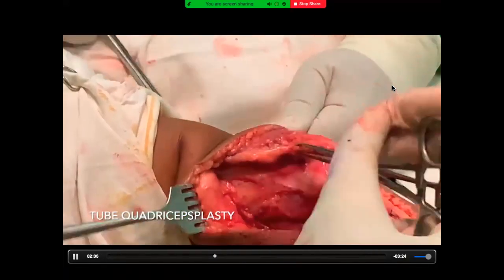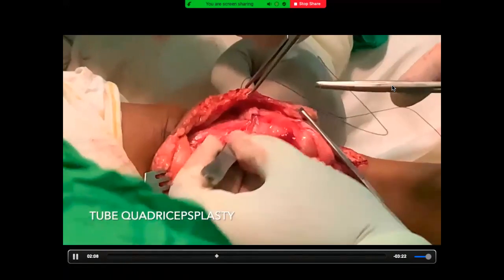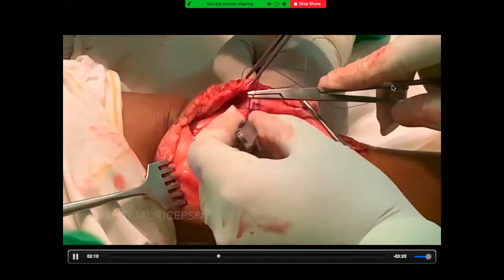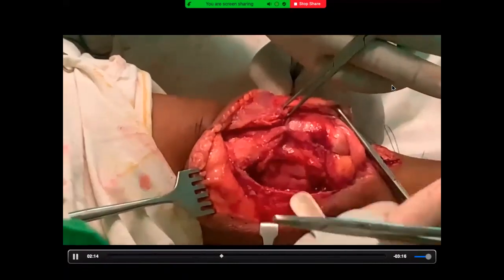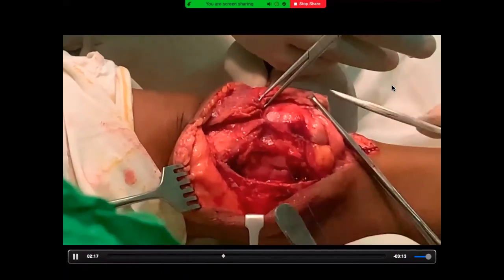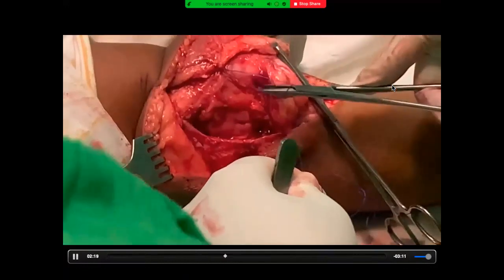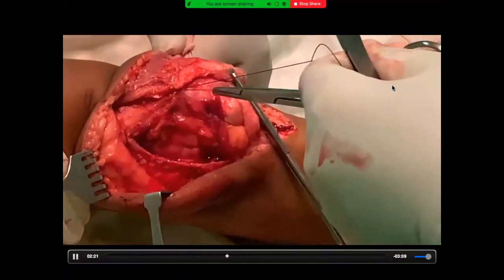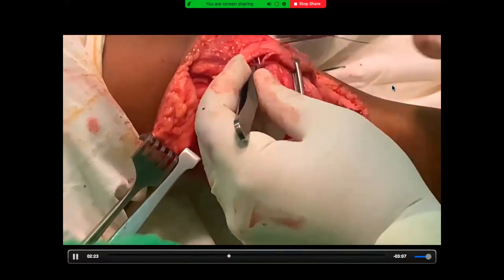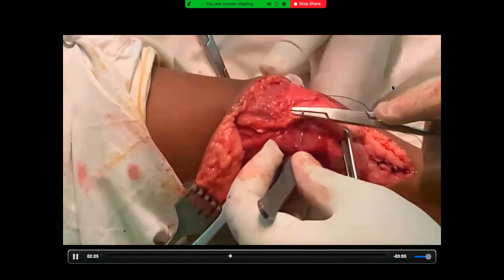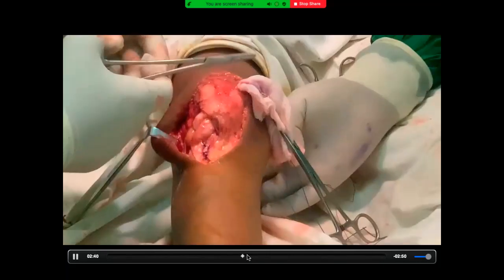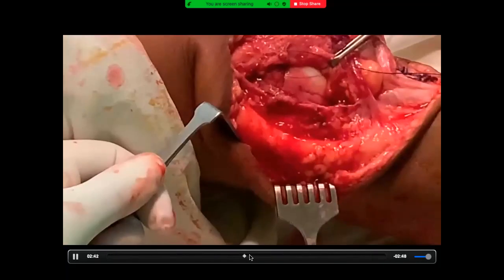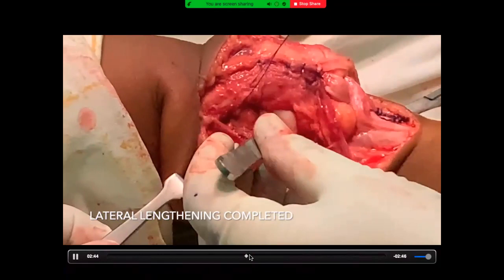So this is tube quadriceps plasty. The whole VMO and quadriceps is brought over the patella and sutured with the lateral superficial retinaculum. By this, the redundant medial structures will be taken care of, and it will act as a medial support to hold this patella from dislocation. See, without adding MPFL, the patella is tracking nicely.